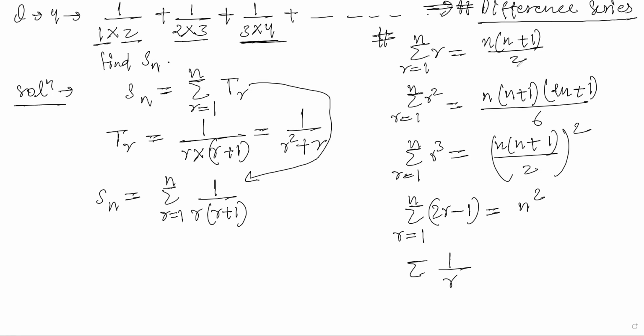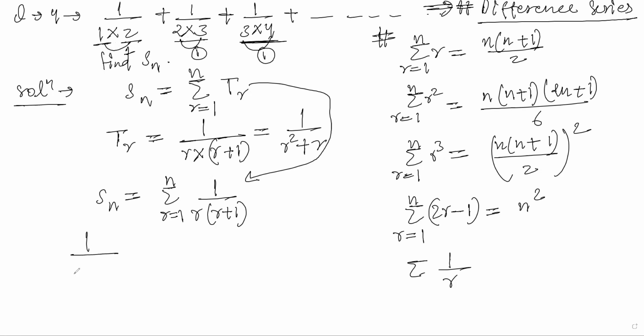So, difference series, why do we call it difference series? These types of series contain the multiplication of some terms in the denominator. And you see, the terms being multiplied have the same common difference. Like the difference between these two terms is 1, the difference between these two terms is also 1, the difference between these two terms is also 1.